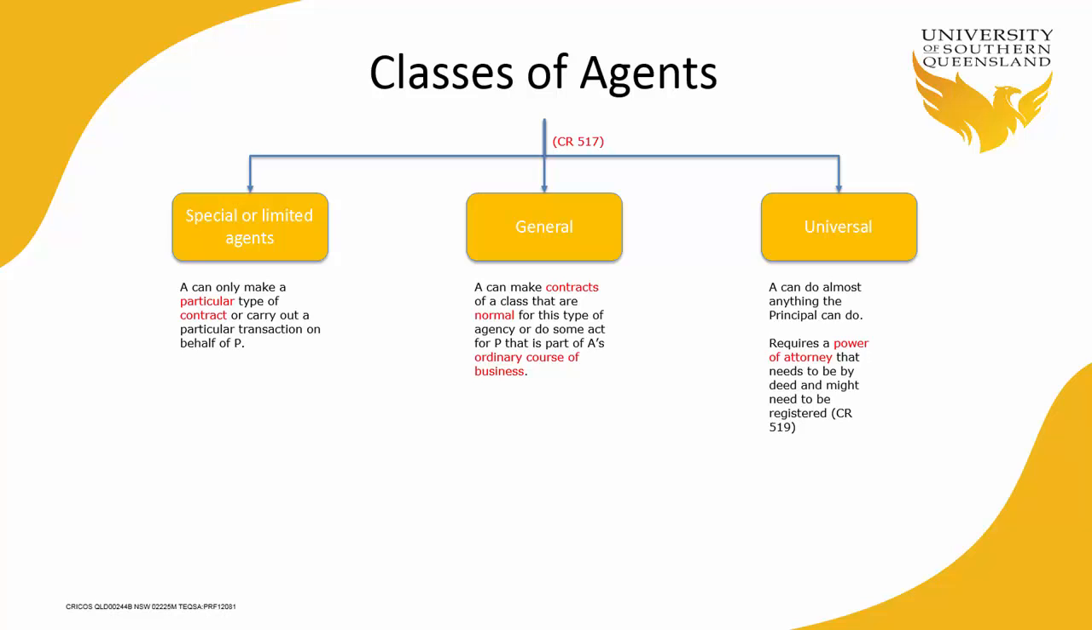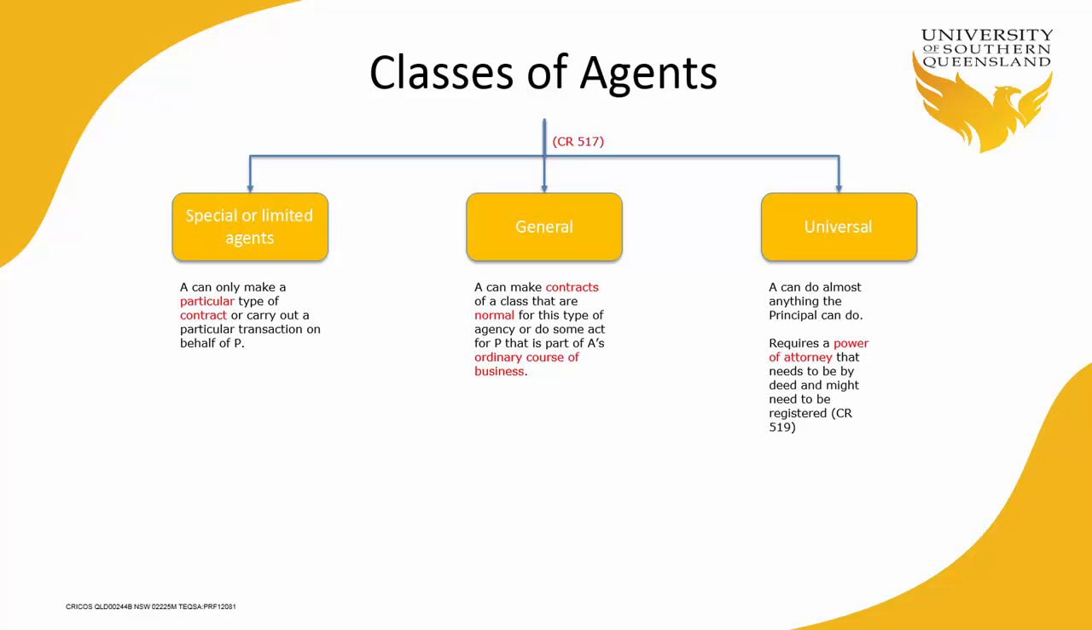There is also general agency or general agents. Here the agent can make contracts of a class that are normal for this type of agency. For example, they are a manager of a shop, or do some act for the principal that is part of the agent's ordinary course of business.